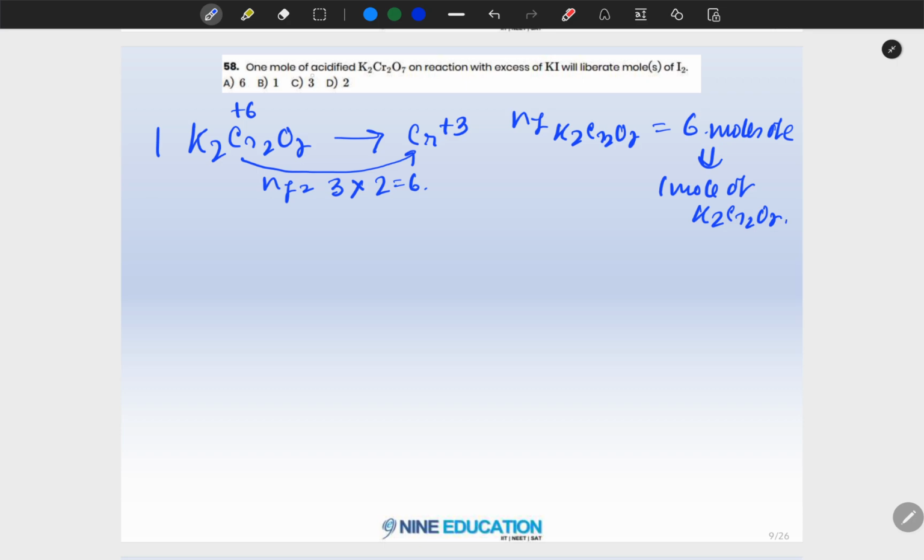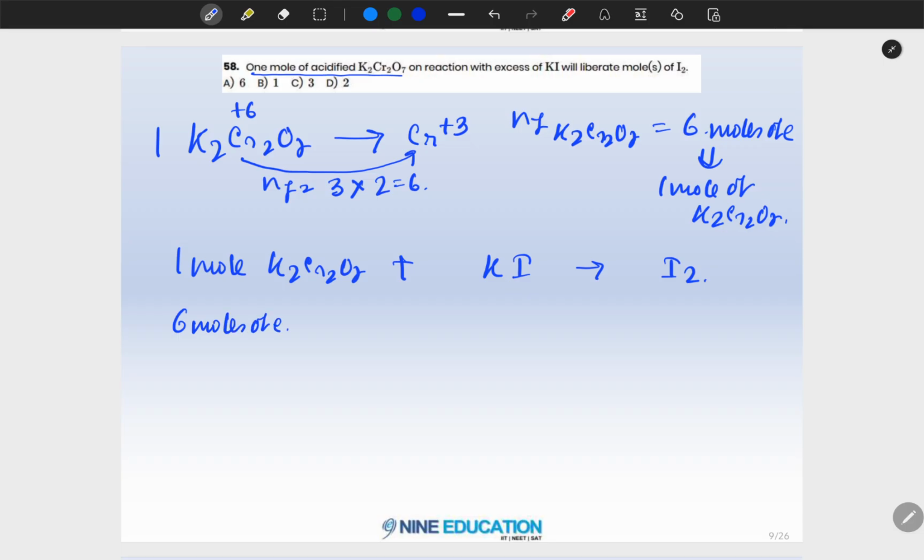Now as per the data, 1 mole of K2Cr2O7 is reacting with some amount of KI. How much iodine will be produced? Since 1 mole of K2Cr2O7 is participating in this reaction, I can easily conclude 6 moles of electrons are participating.